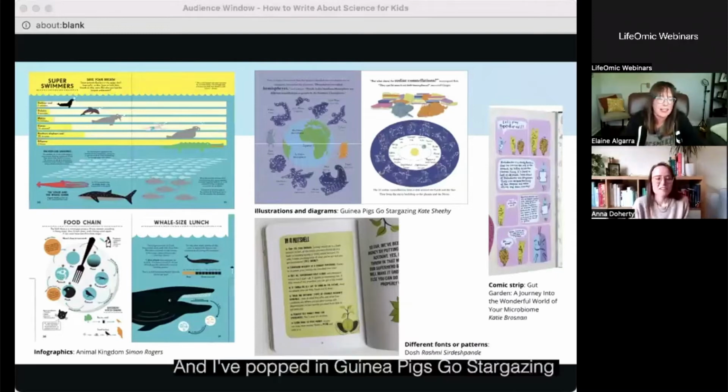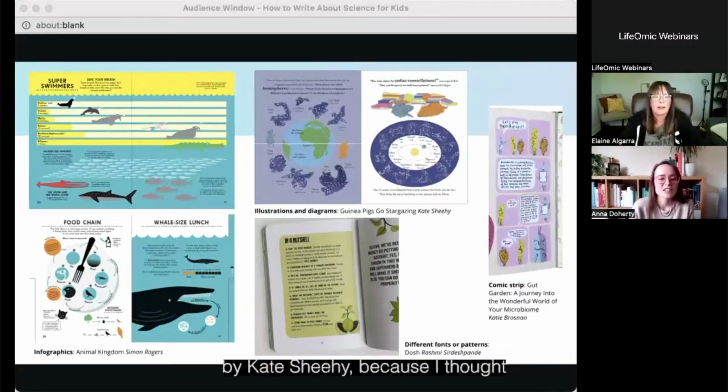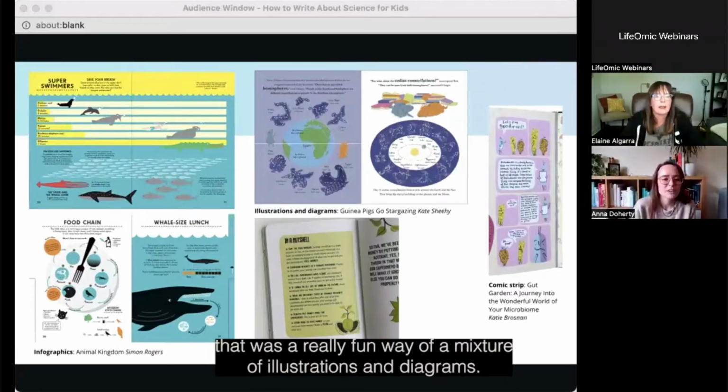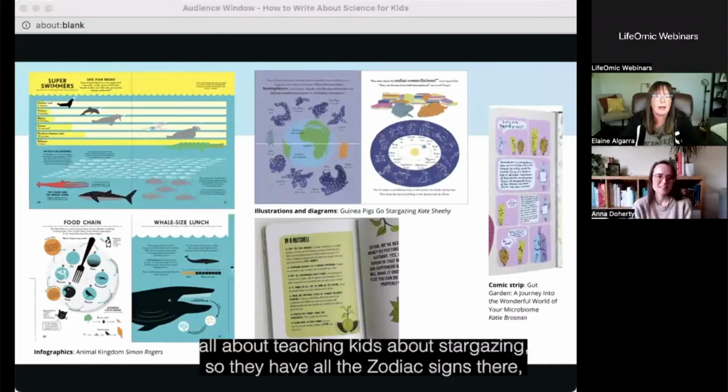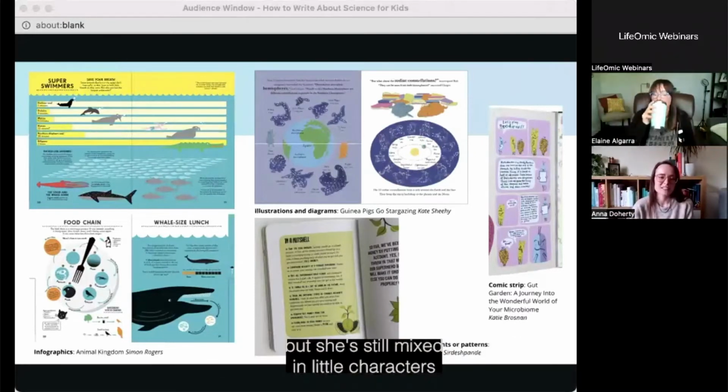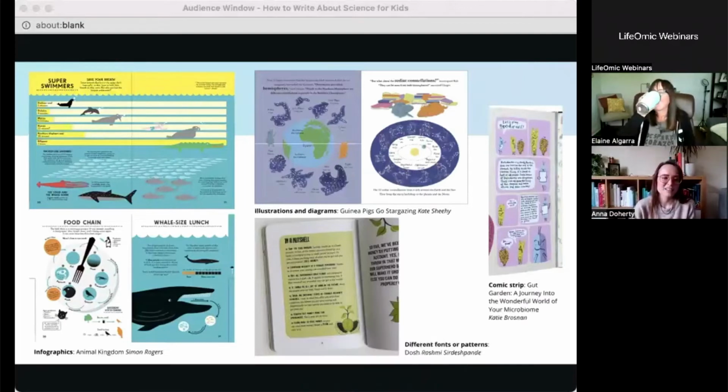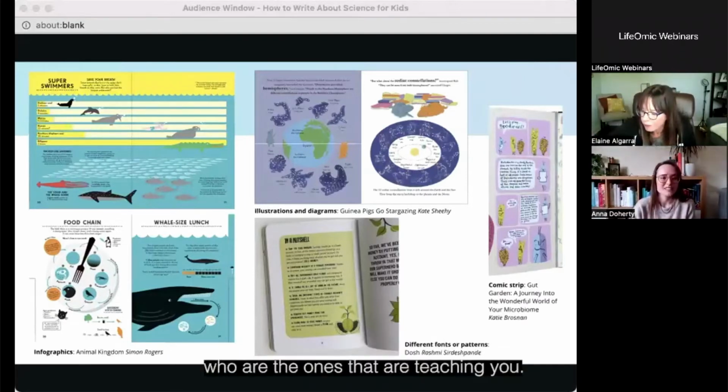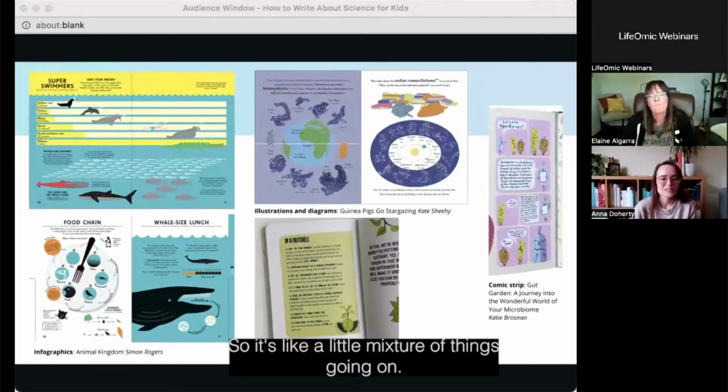And I've popped in Guinea Pigs Go Stargazing by Kate Sheehy there, because I thought that was a really fun way of a mixture of illustrations and diagrams, because it's teaching kids about stargazing. So they have all the zodiac signs there, but she's still mixed in little characters who are the ones that are teaching you. So it's a little mixture of things going on.